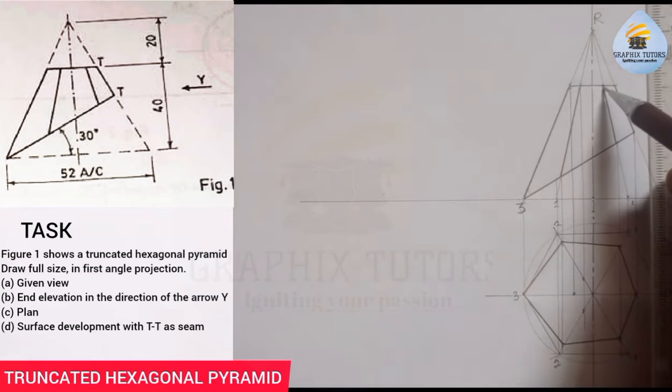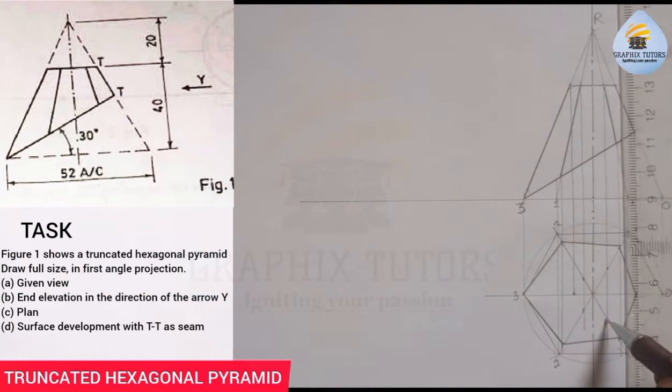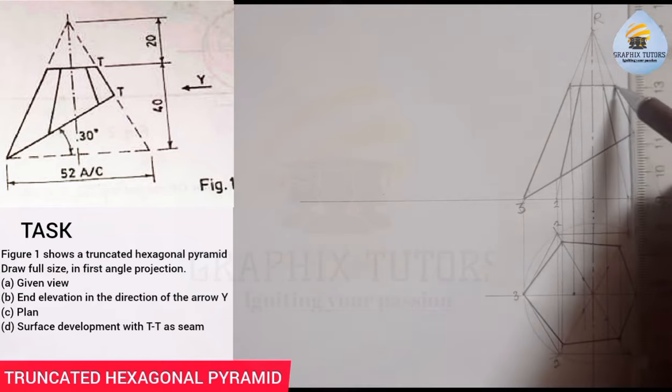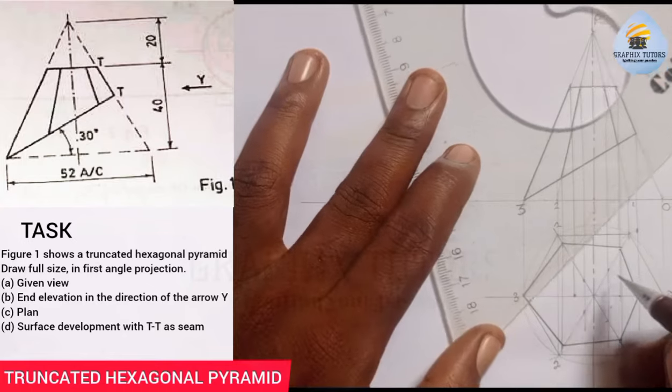Line of 1 will come down to touch 1 here and here. Then line of 0 will come down to touch 0 here. So all these points, I'm going to join them together.